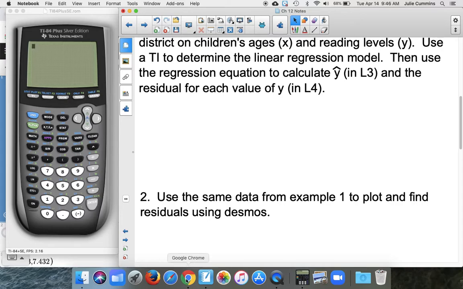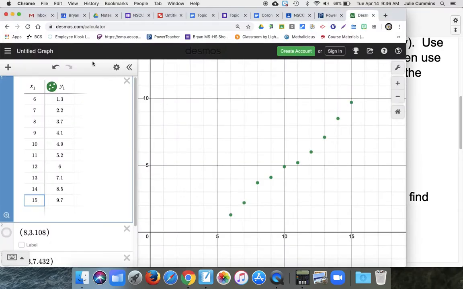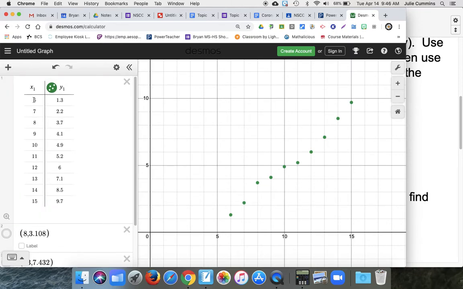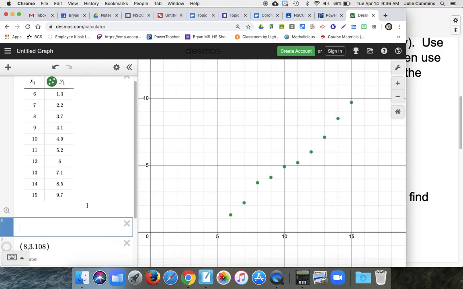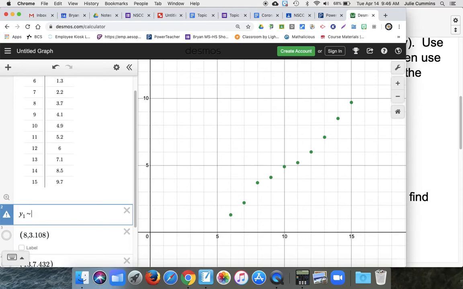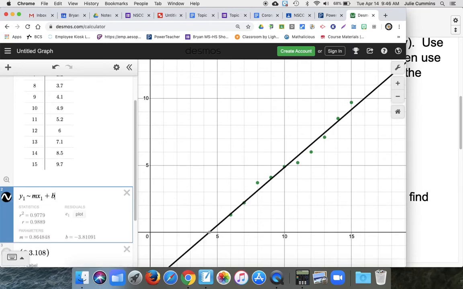Let me pull Desmos over here. In Desmos, to create the scatter plot, you go to the plus sign and insert a table. I already did that to save us a little time. You can see our scatter plot here, and it is very linear, which makes sense. As a student gets older, their reading level generally goes up. To create a line of best fit, we use y equals mx plus b, but with x1 and y1: y1, and instead of equals, we use the tilde, approximately, mx1 plus b. And it'll create our line.